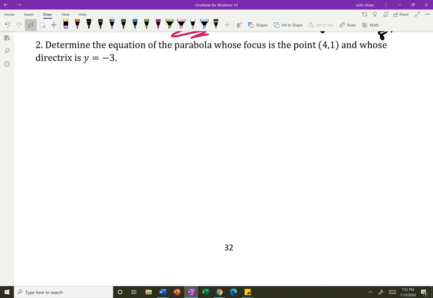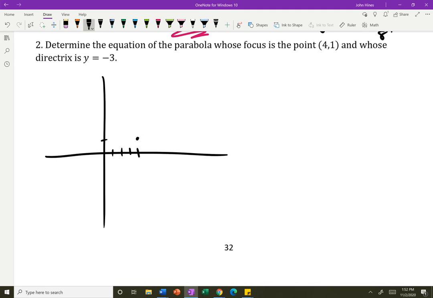Determine the equation of the parabola whose focus is (4, 1). Again, we're drawing a picture. I'm going to put a little F there for focus, and whose directrix is y equals negative 3. I like to use a dashed line most of the time for the directrix. The first thing we need to do is figure out who's in the middle. Who's in between 1 and negative 3? Count how many boxes there are: 1, 2, 3, 4. So I go 2 and 2.